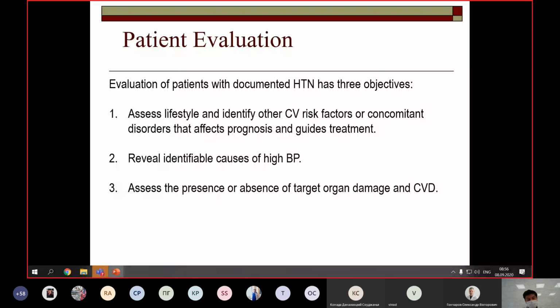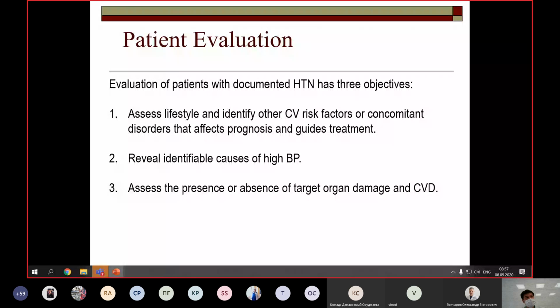The evaluation of a patient with hypertension has 3 objectives. First, establish a stable lifestyle, identify other cardiovascular risk factors or concomitant disorders, comorbidities, and multimorbidities that affect prognosis, and guide the treatment to improve survival. Second, reveal identifiable causes of high BP if possible. Third, assess the presence or absence of target organ damage and cardiovascular disease. Please establish cardiovascular disease if it was not previously diagnosed.